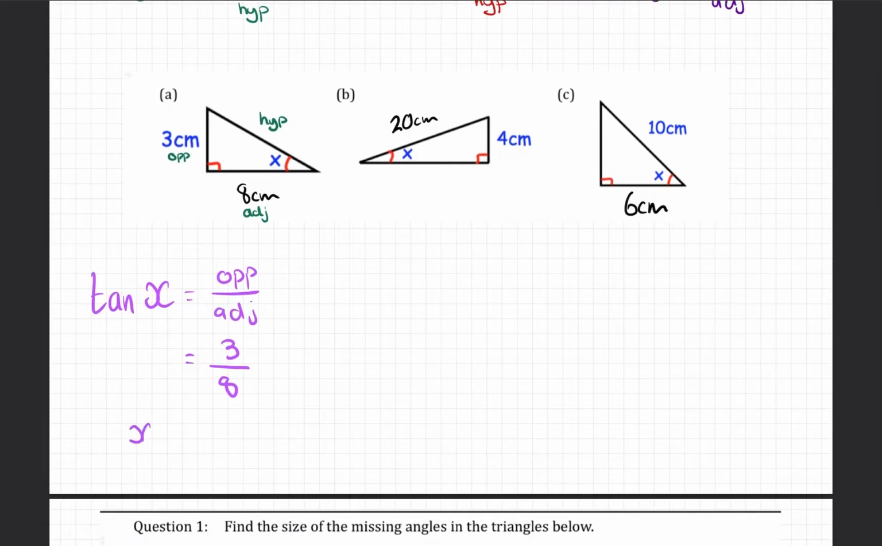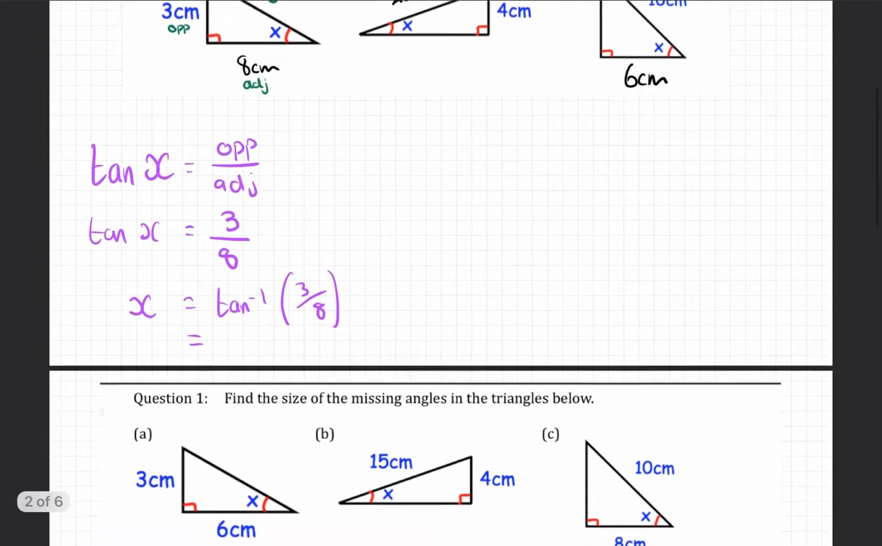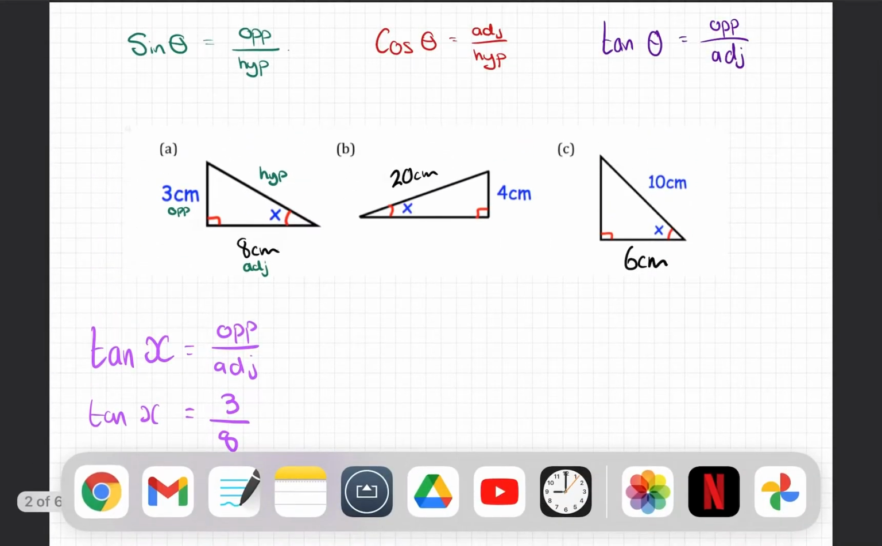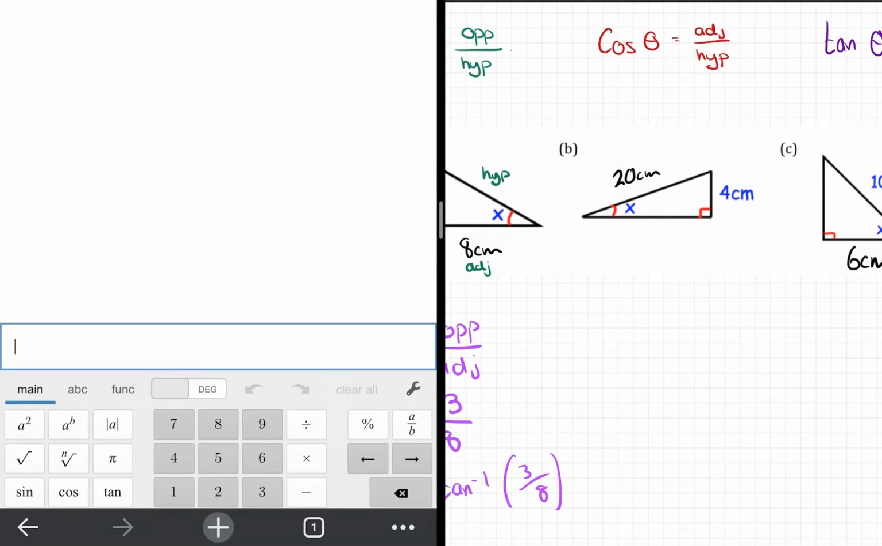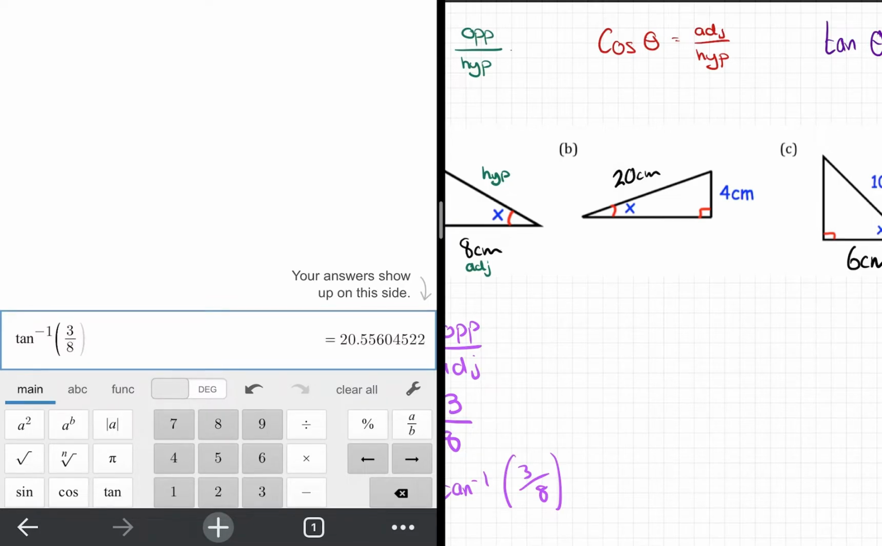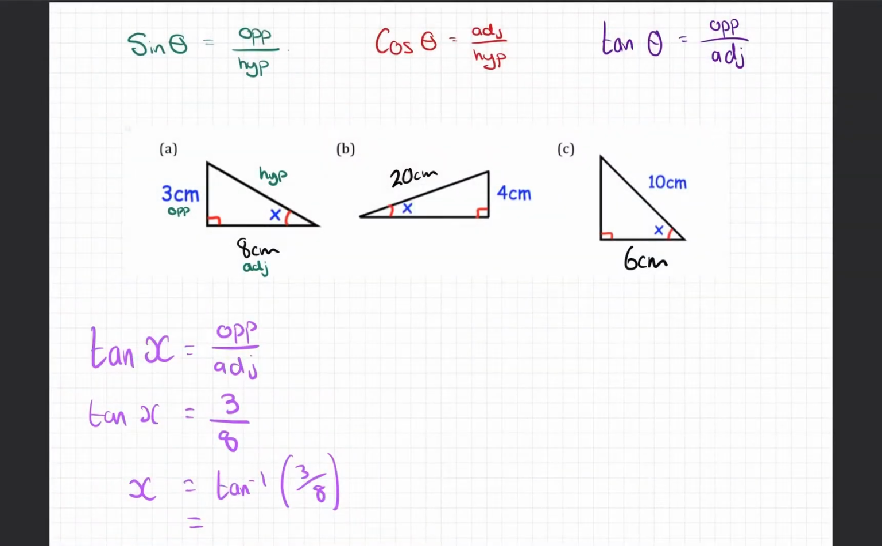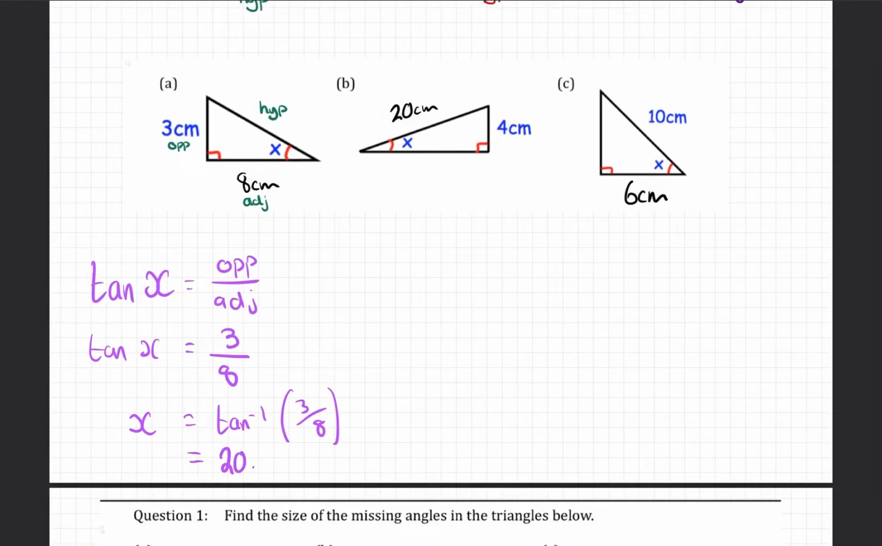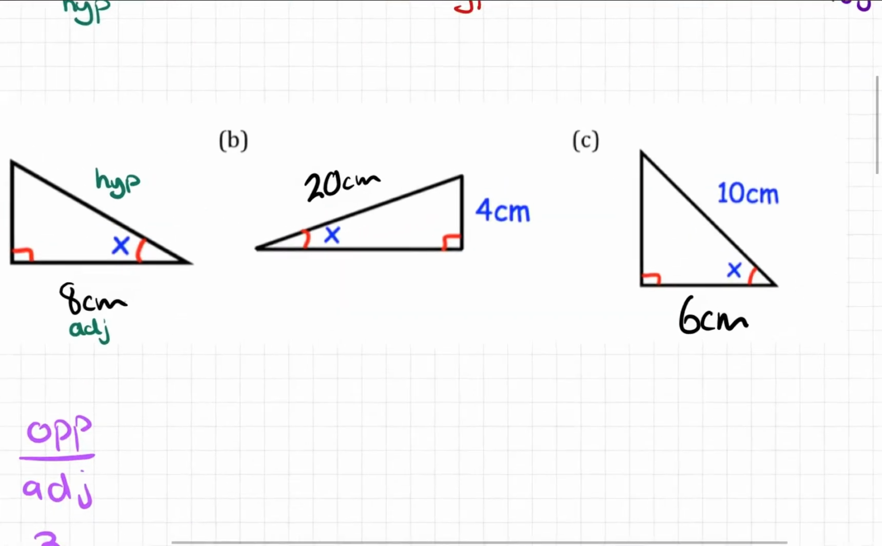So now we can say X is simply going to equal tan to the -1 of 3/8, and let's get our calculator up. Got it handily pre-ready to go. Function tan to the -1 of 3/8, and we get 20.6 to 1 decimal place. So our angle is 20.6 degrees to 1 decimal place. Okay, let's look at the next one.